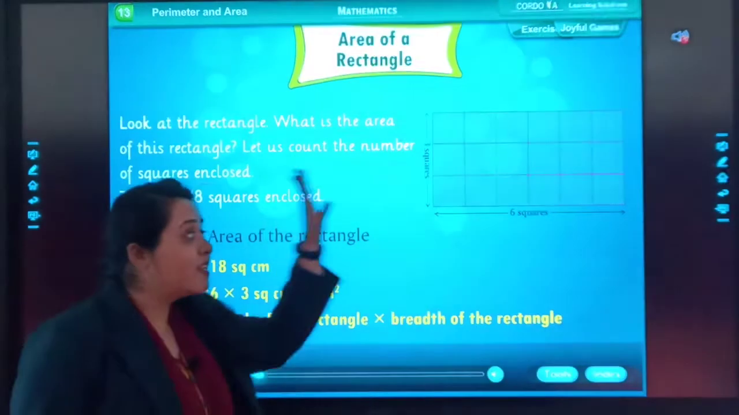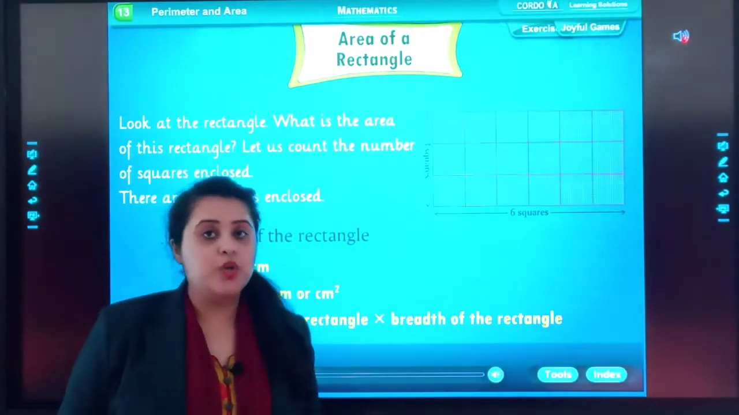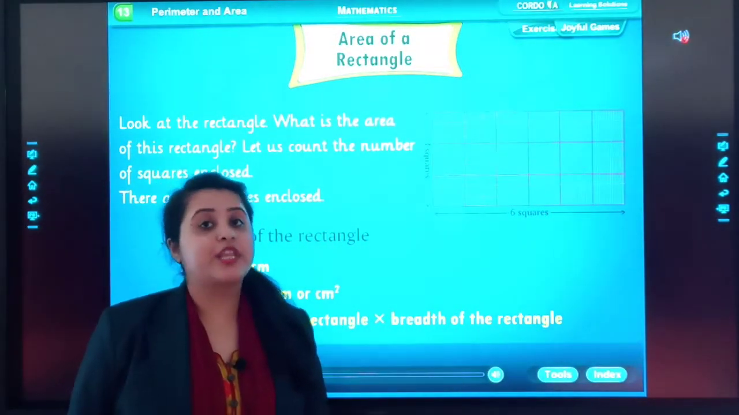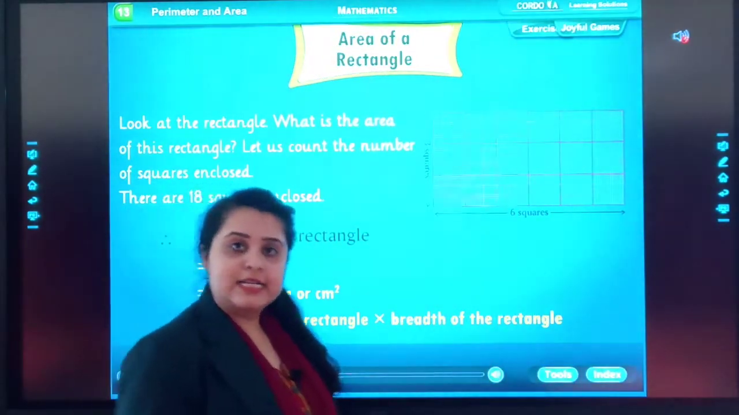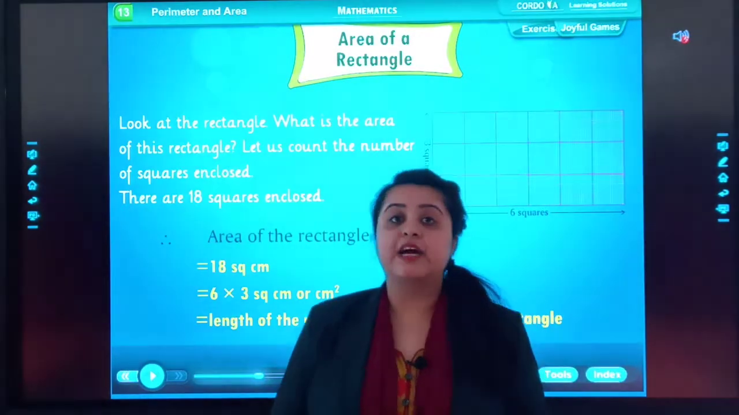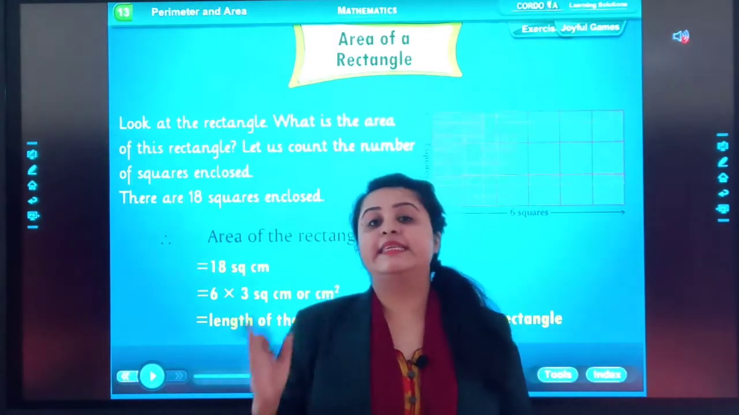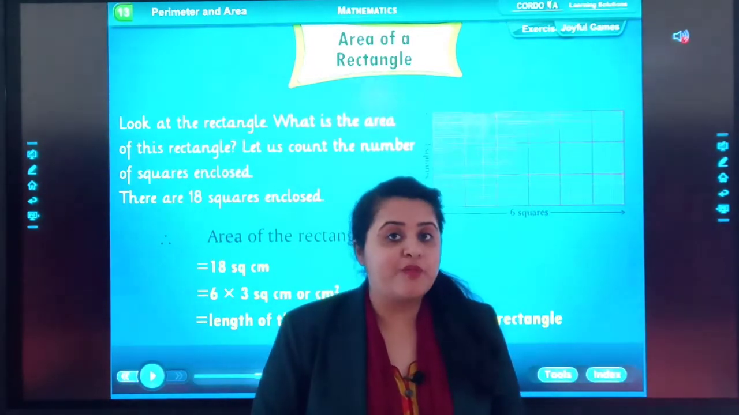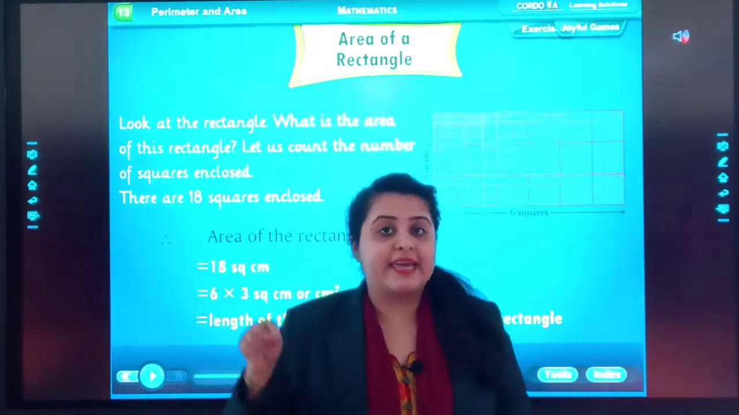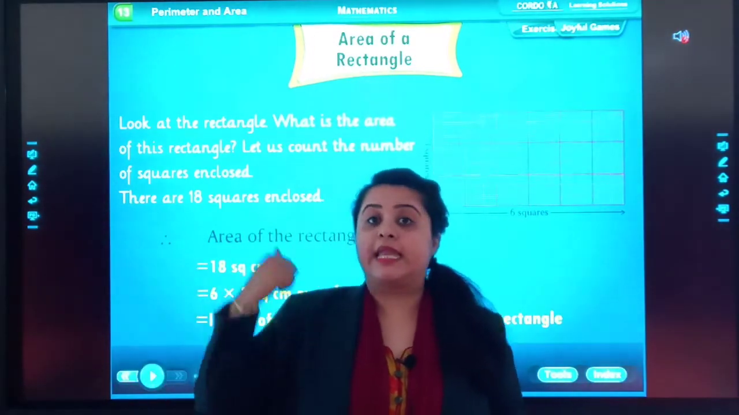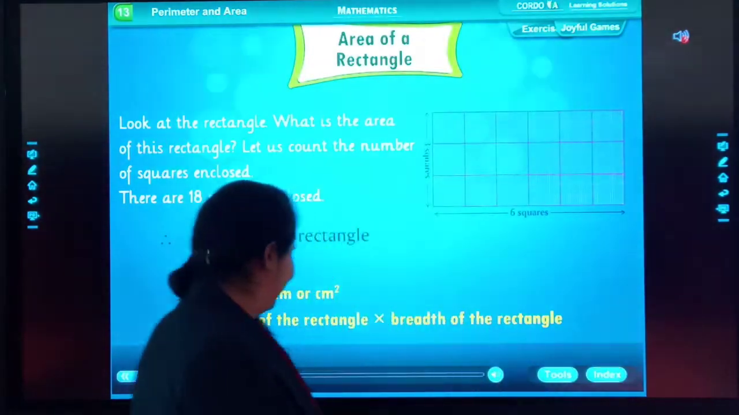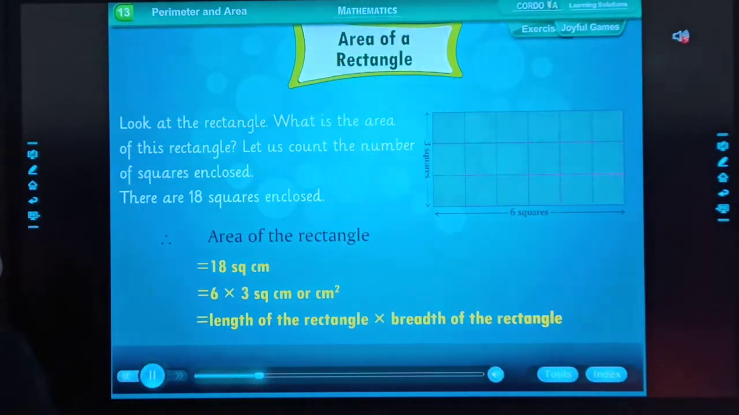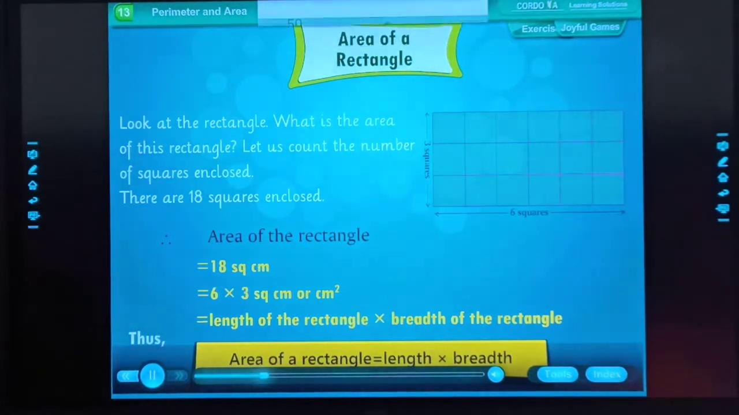So from this figure we can conclude what will be the formula for area of rectangle? Length into width. Understood? Area of rectangle का formula क्या होगा? Length into width. और perimeter का formula क्या था? 2 ब्रैकेट में L plus B. एरिया का formula क्या हो जाएगा? Length into width. Area of a rectangle is equal to length into breadth.